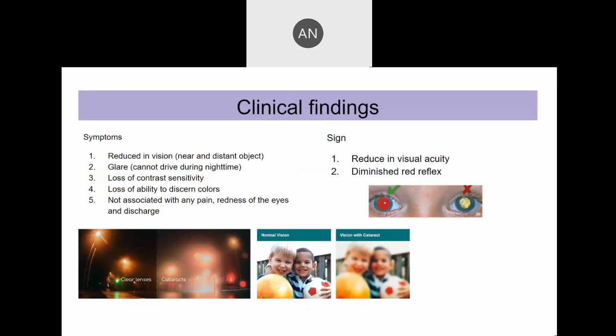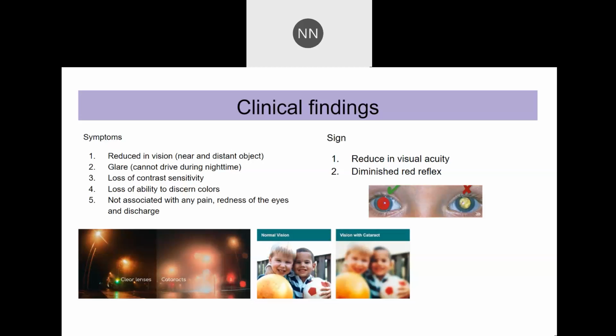When people have cataract, they will present to the clinic or hospital with a complaint of reduced vision, for near or distant objects. And also they will have glare. Maybe they will complain that they cannot drive during the night because of the glare, they cannot see the lights. And also there is loss of contrast sensitivity and loss of ability to discern color, such as when they see a white color, they perceive it as yellowish, and all of these symptoms are not associated with any pain, redness of the eye, or discharge.